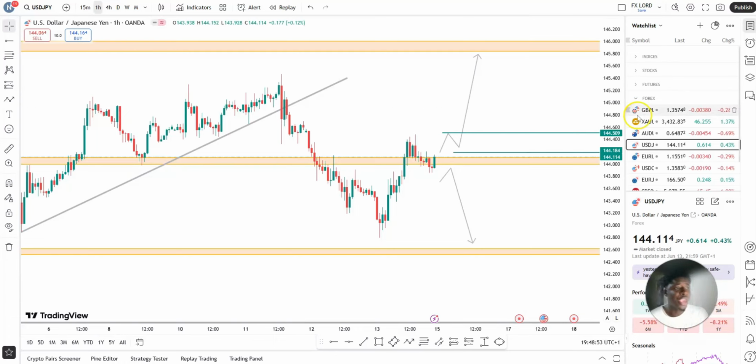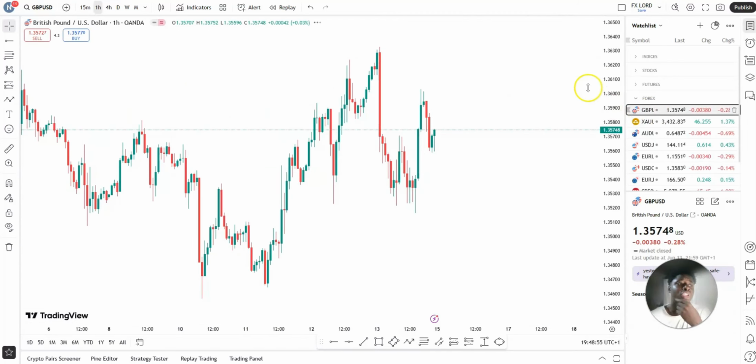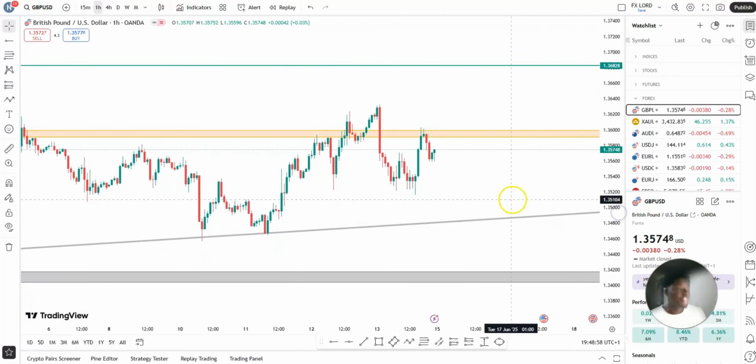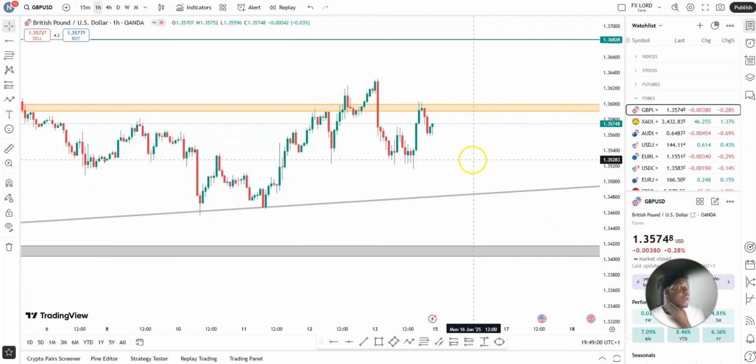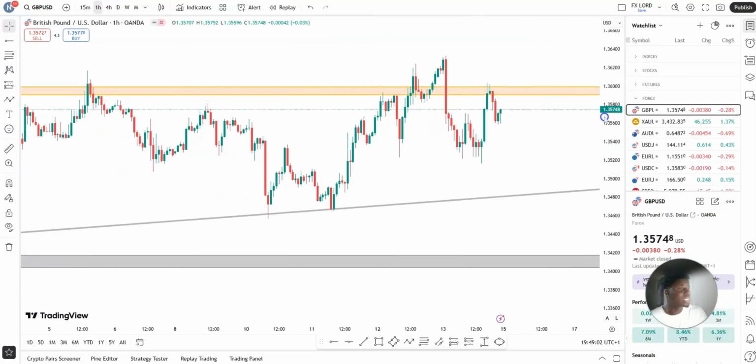So moving on to the next pair, we're going to be looking at one of the beautiful pairs, one of the most traded pairs, the GBPUSD right now. And what you are looking at on GBPUSD is that GBPUSD also respected our analysis in the previous video.